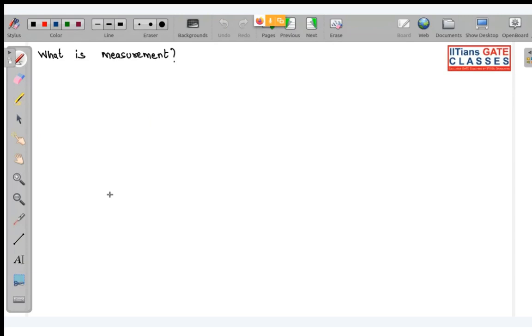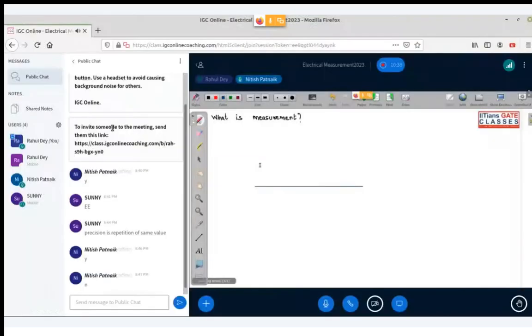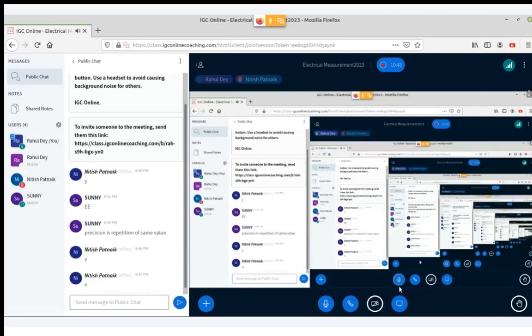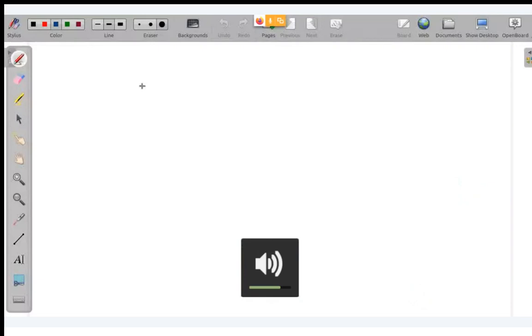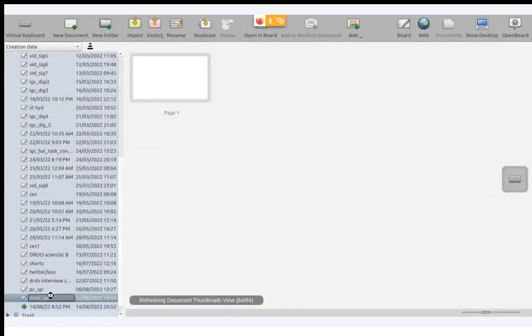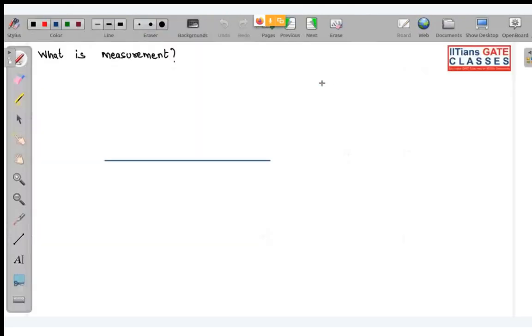Anyone want to say? Sir, comparison of a quantity with some standard which is already set. Comparison of the physical significance of the quantity with some standard which is already set. Yes, very good.